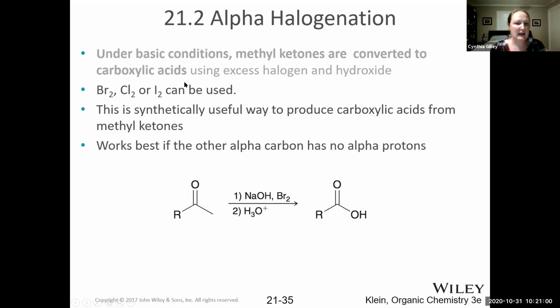So for this reaction, the haloform reaction, we can use bromine, chlorine, or iodine. And it is a useful reaction because essentially we're able to convert a methyl ketone to a carboxylic acid. Notice that we are losing a carbon in our carbon scaffold. So if you ever synthetically need to lose a carbon, one way to do that is potentially to use this haloform reaction.